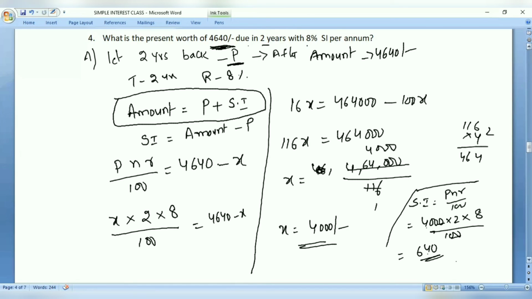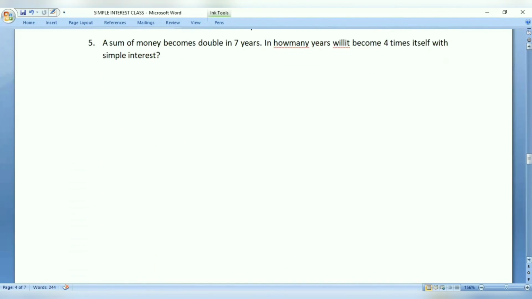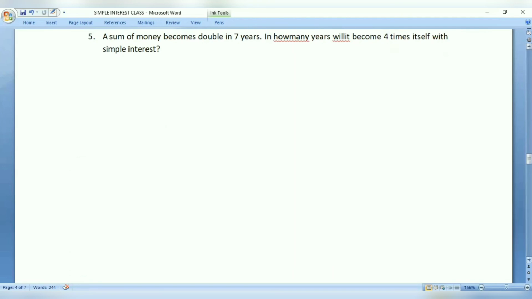Okay. So this type of problems you may receive with just a bit of complication. Now see the next question. A sum of money becomes double in 7 years. In how many years will it become 4 times itself with simple interest? This is the question.